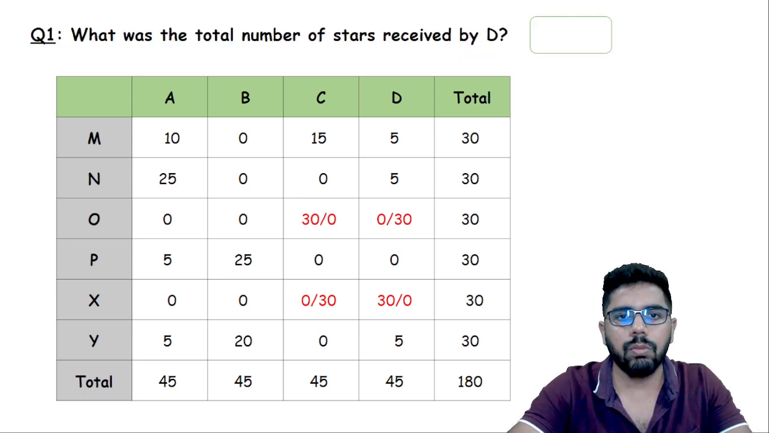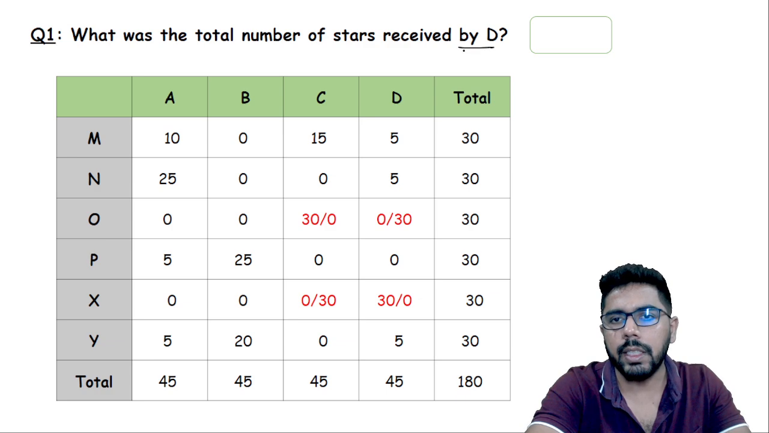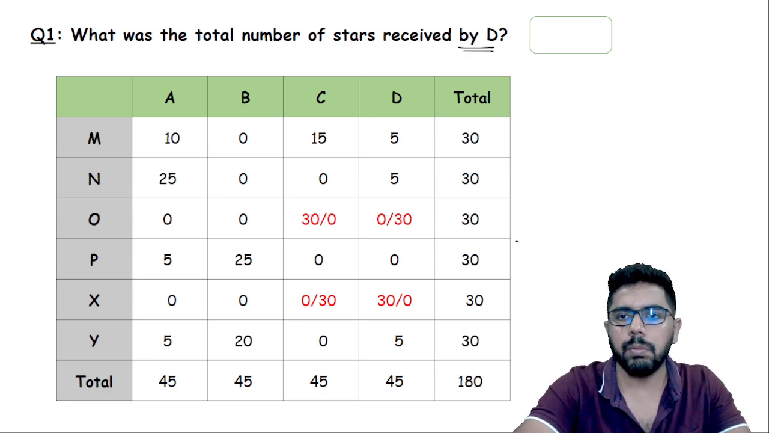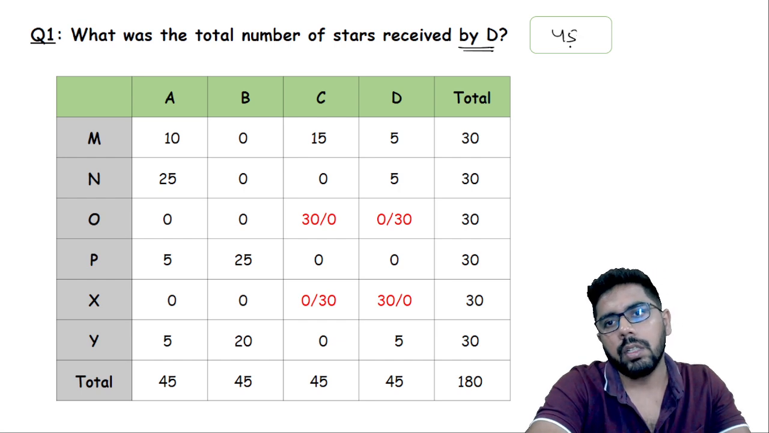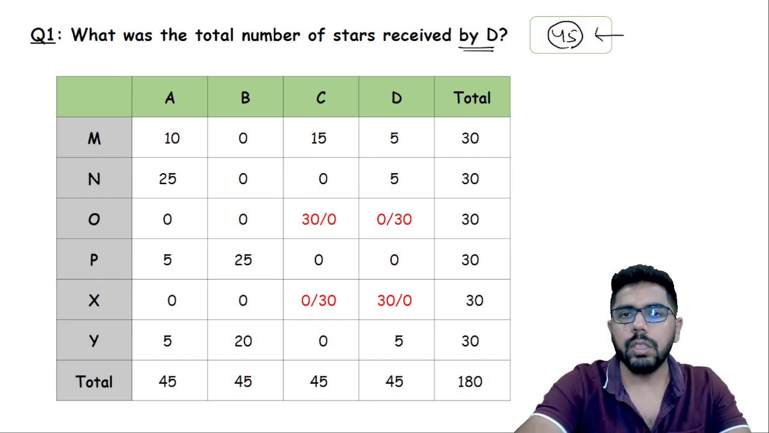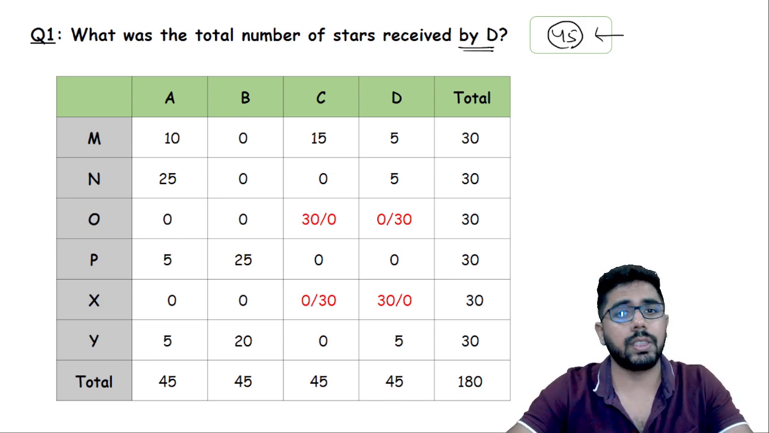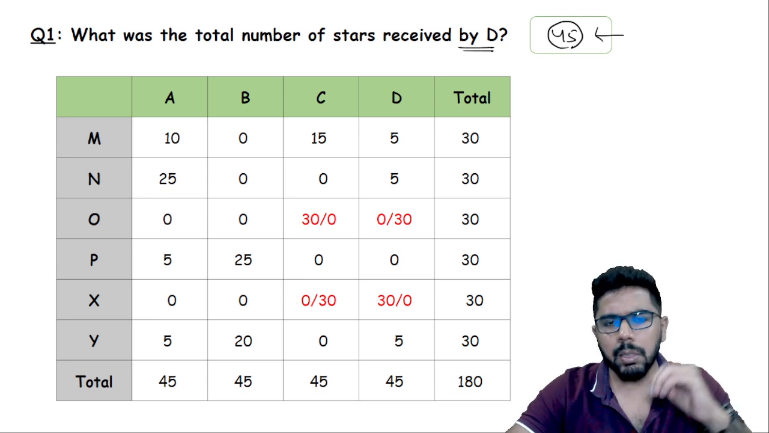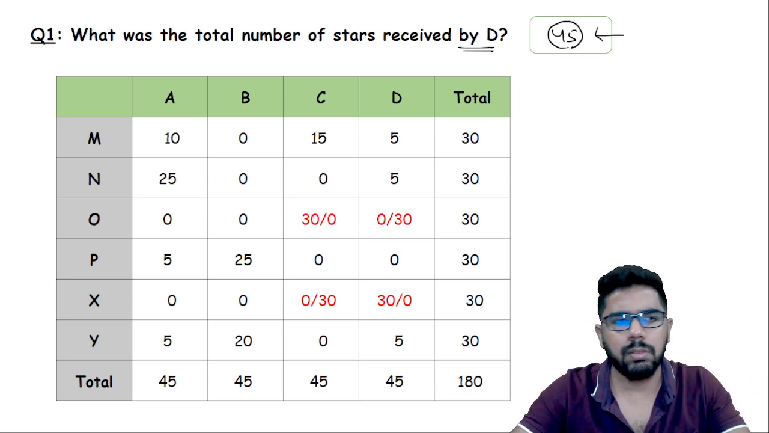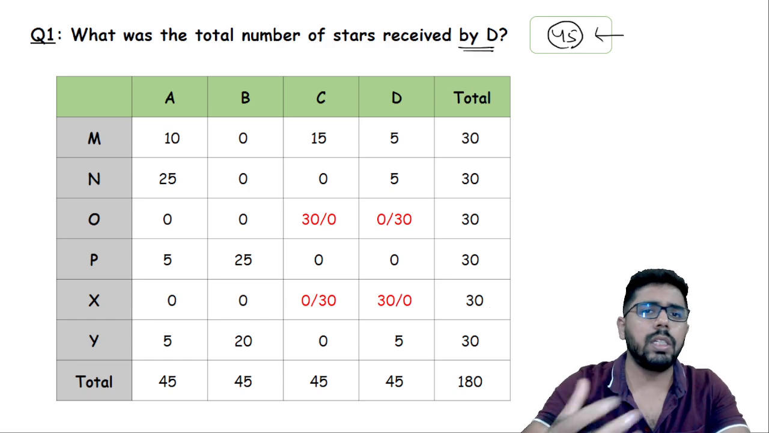Going to the first question, what was the total number of stars received by D? Total number of stars received by D is 45. Now, one important thing to understand here is this question came in CAT. Now, let's say this was not the first set that I was solving, and by the time I came to this set, only 5 minutes was left, and I don't have enough time to actually decode this and solve.